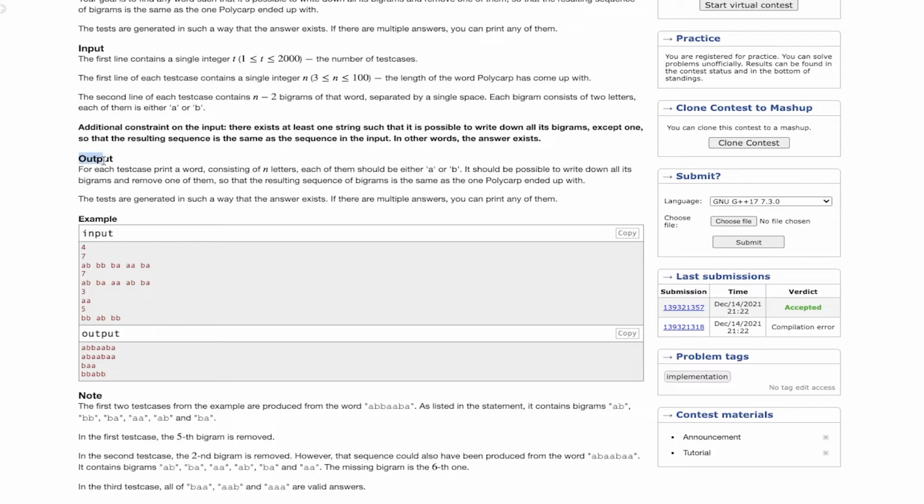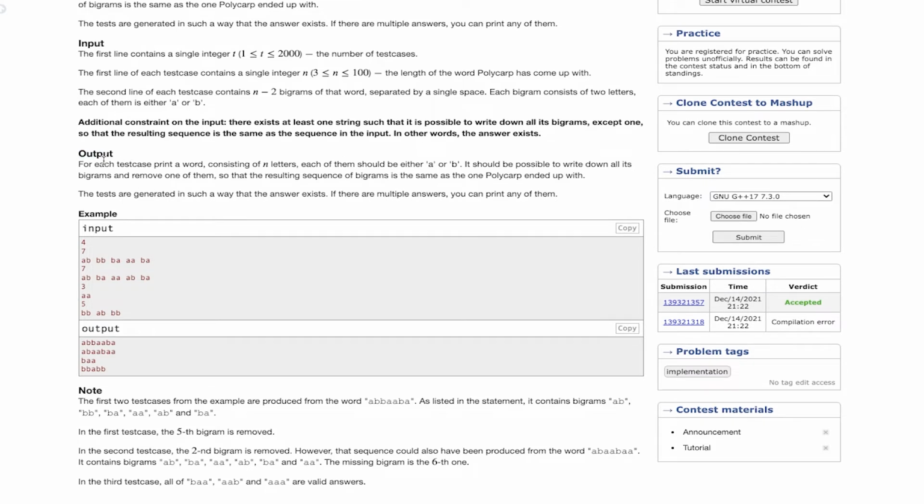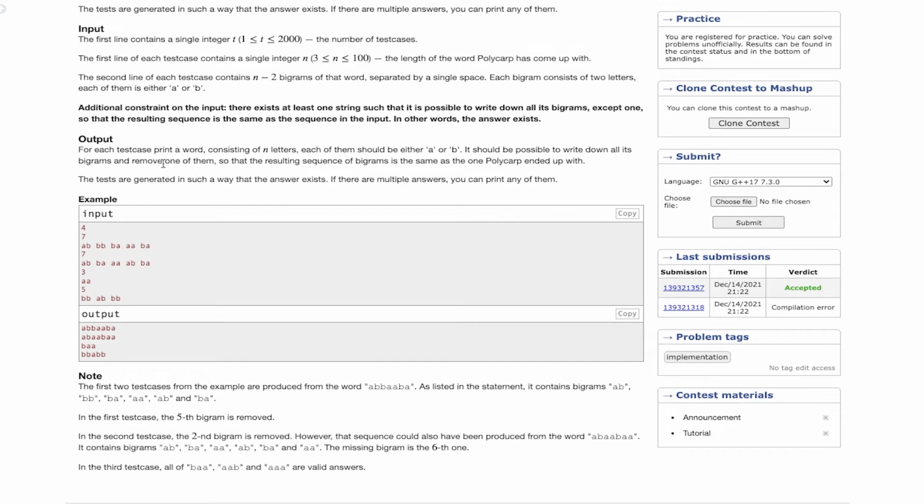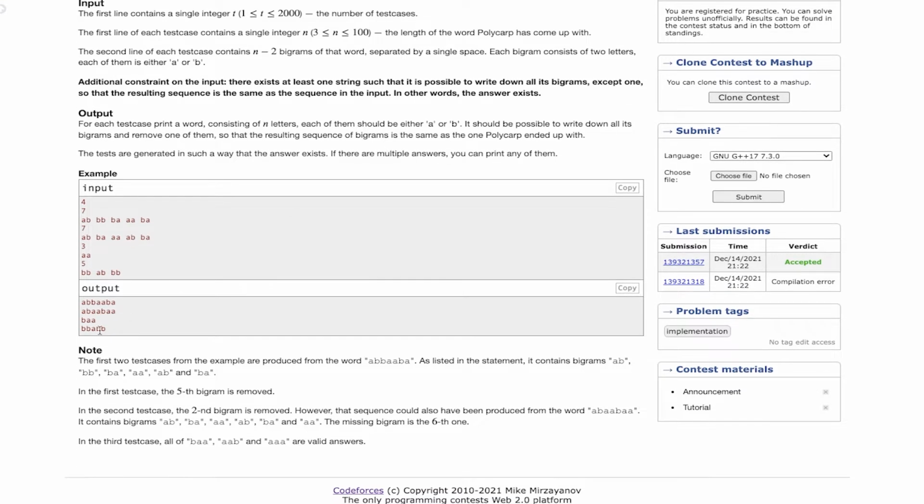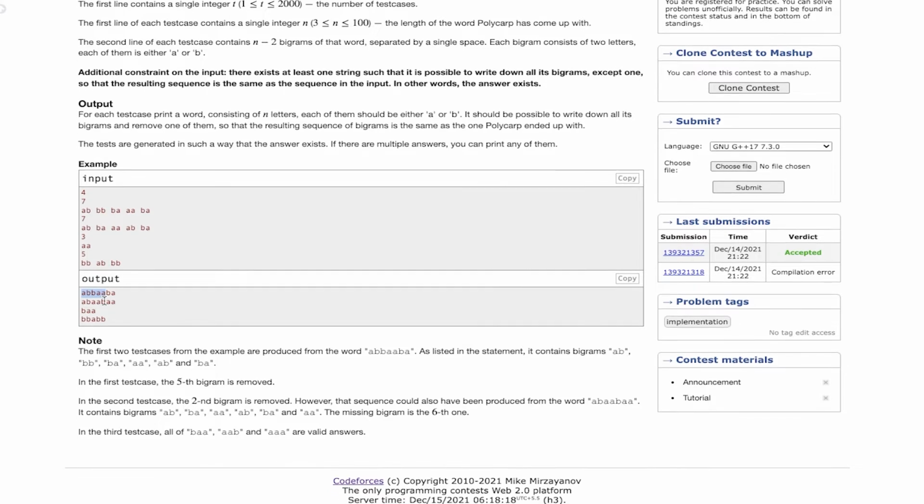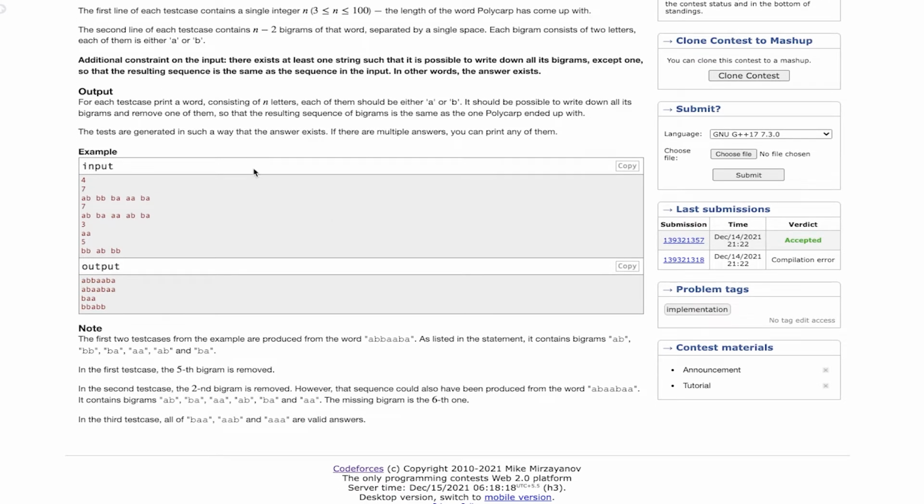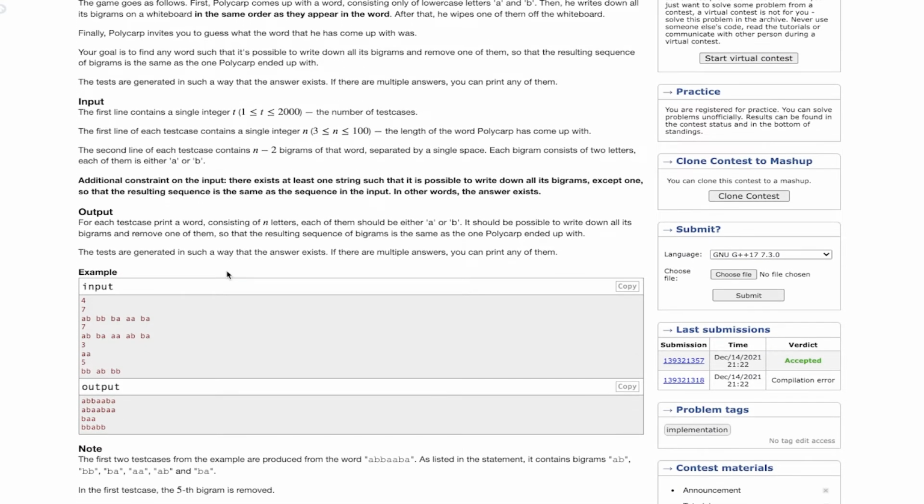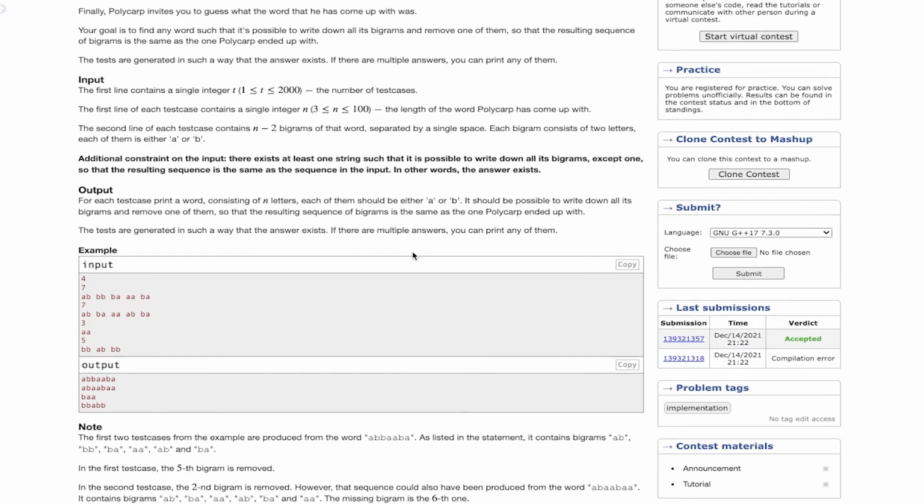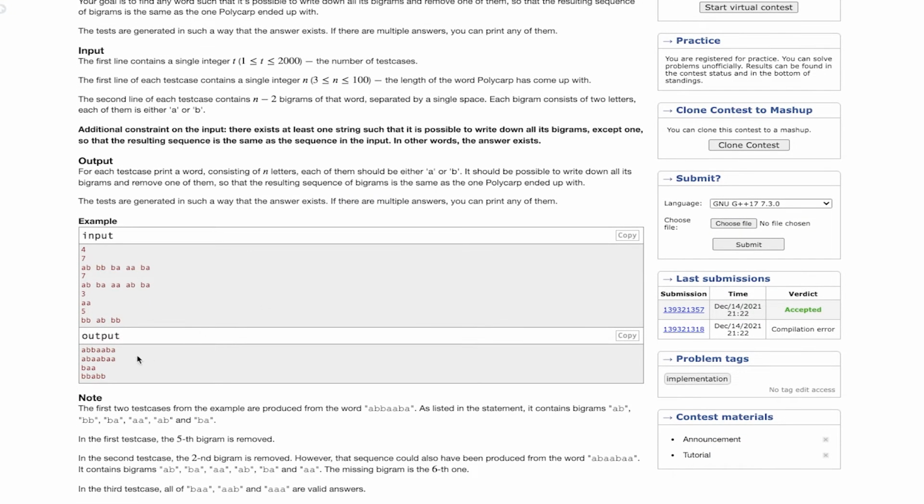Now let's see how we should print the output. We should print a word consisting of n letters, and each letter should either be A or B. And since they have guaranteed that each test case has an answer, we can print that answer, and there could be multiple answers, so we can print any of them.